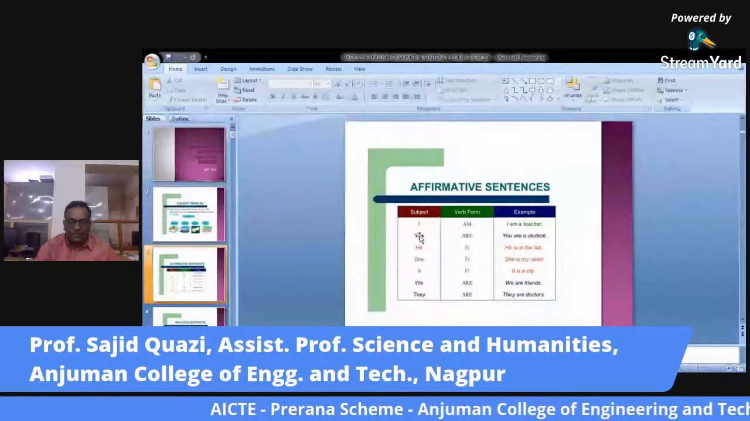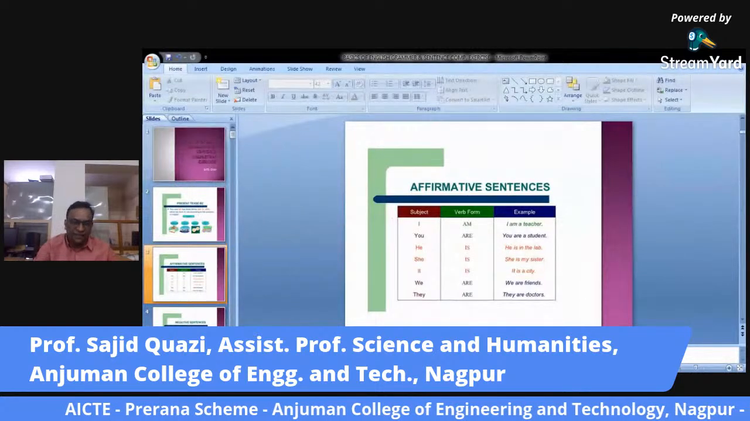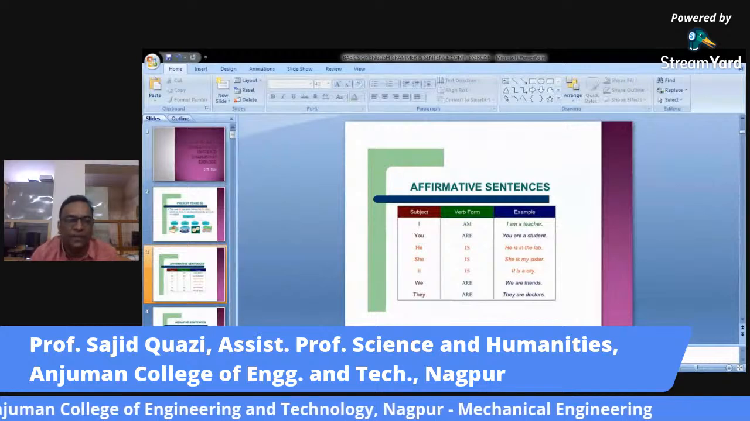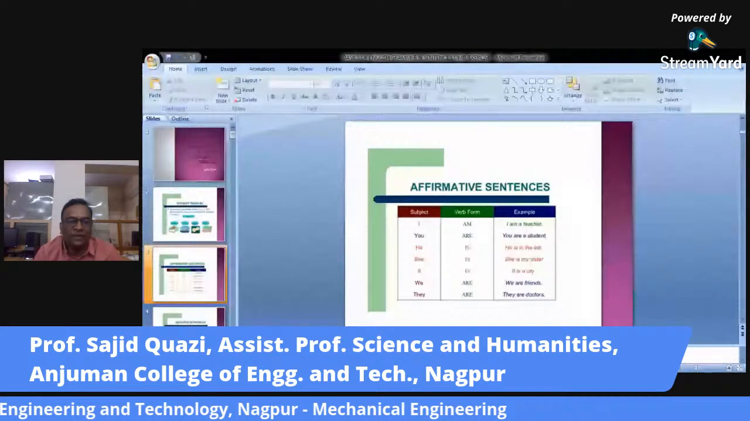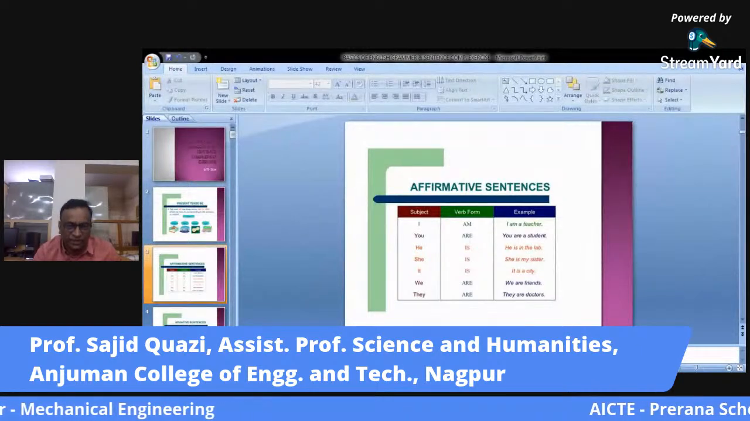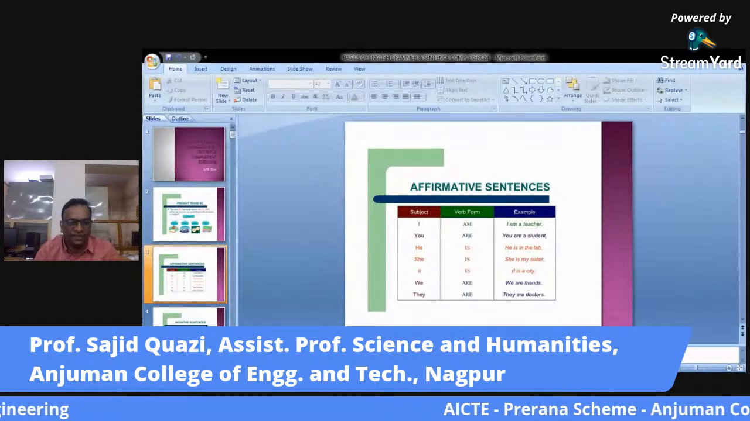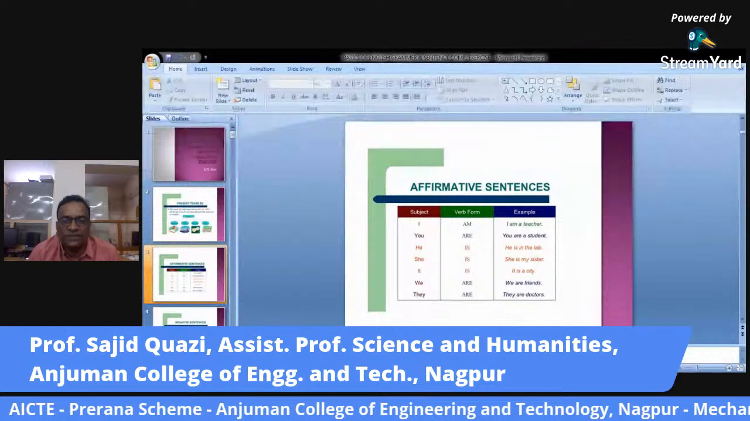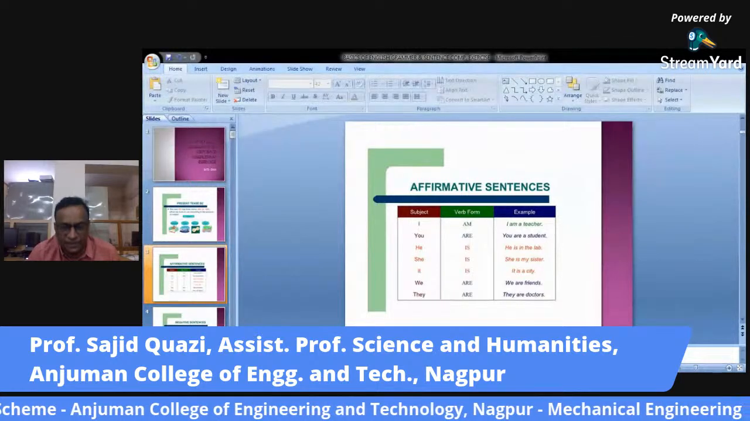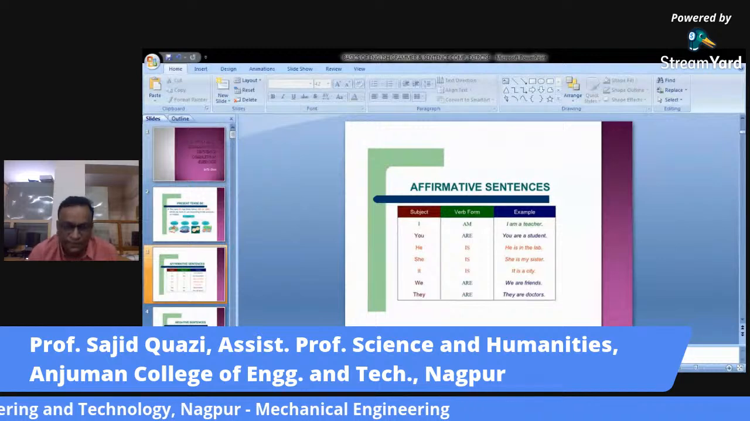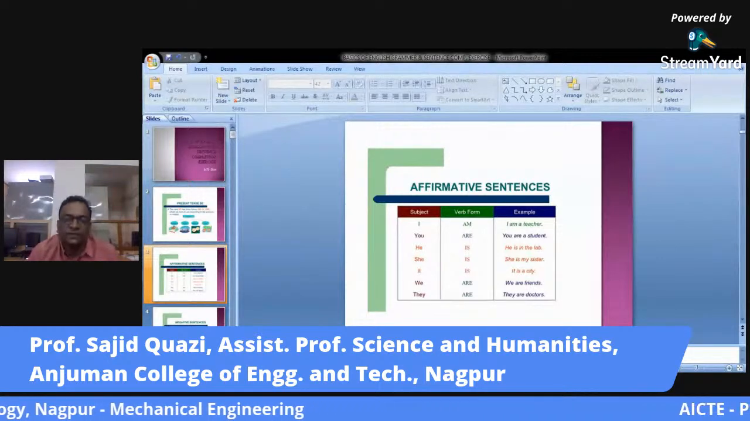Affirmative sentences. Whenever there are affirmative sentences, you need to understand the following examples. We all have knowledge about what is subject, verb, or object, but with the help of the following, you can get more information. See this slide. There are three columns: subject, verb form, and examples. With the help of these examples, you can understand how this is formed.